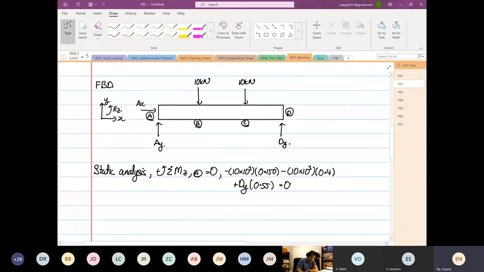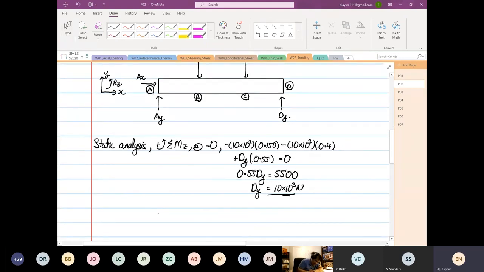Okay, so what you see over here, you have 10 to the power 3 times 0.15 plus 10 to the power 3 times 0.4. So DY times 0.55, this will be equal to 5500. So DY is also going to be 10 times 10 to the power 3 Newton. Right?